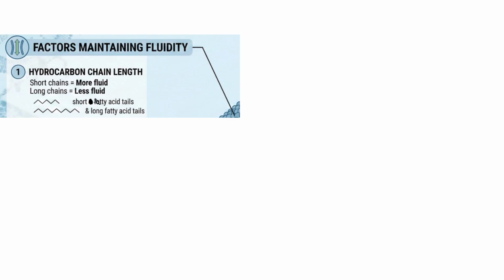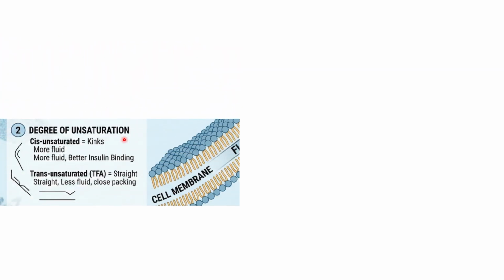The second factor is the degree of unsaturation. In the cis fatty acids, there will be kinks or bends. Wherever these bends are present, there are more chances of better binding of the hormones. So there is more fluidity because of more movement, because of the bends, so more structures can come and bind. So that is the advantage of cis fatty acids. Whereas trans fatty acids are straight, so they are less fluid, and because of the straight nature they are closely packed, and because of the closely packed nature they are less fluid.